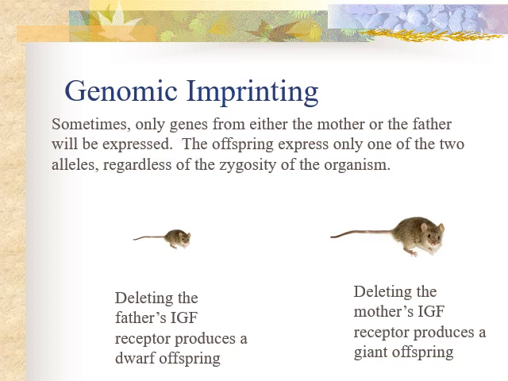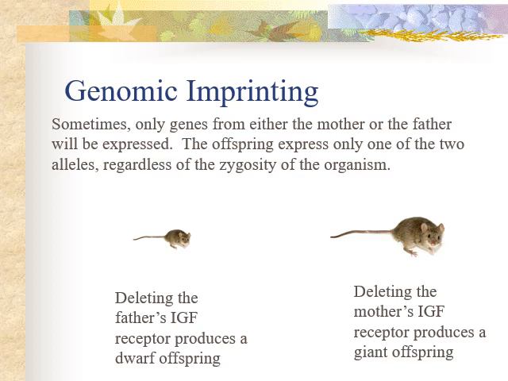And here's an example for growth factor. If you delete the father's IGF, so the father's IGF is entirely turned off and the mother's is on, you get a teeny tiny mouse. And that teeny tiny mouse comes with a whole bunch of siblings. So lots of siblings, very small mouse. If you deleted the mother's IGF, you end up with gigantic mice that have very few siblings.